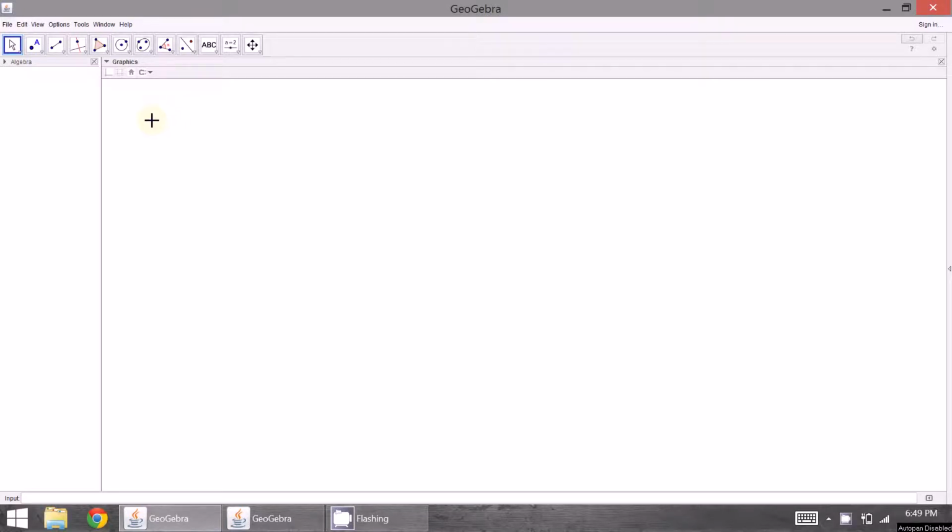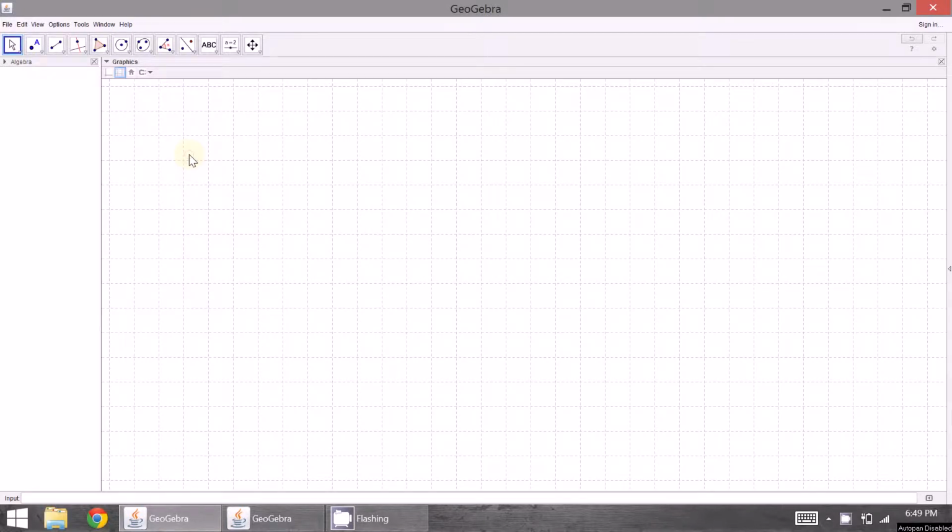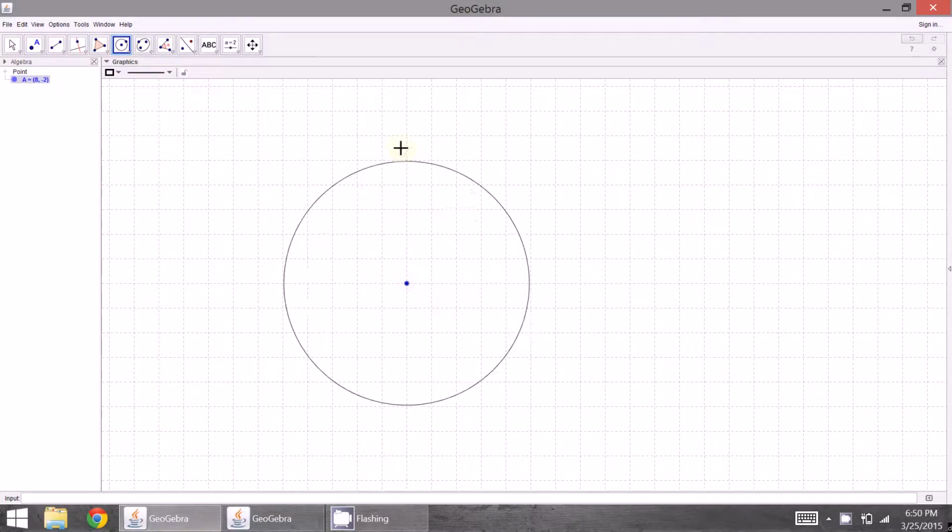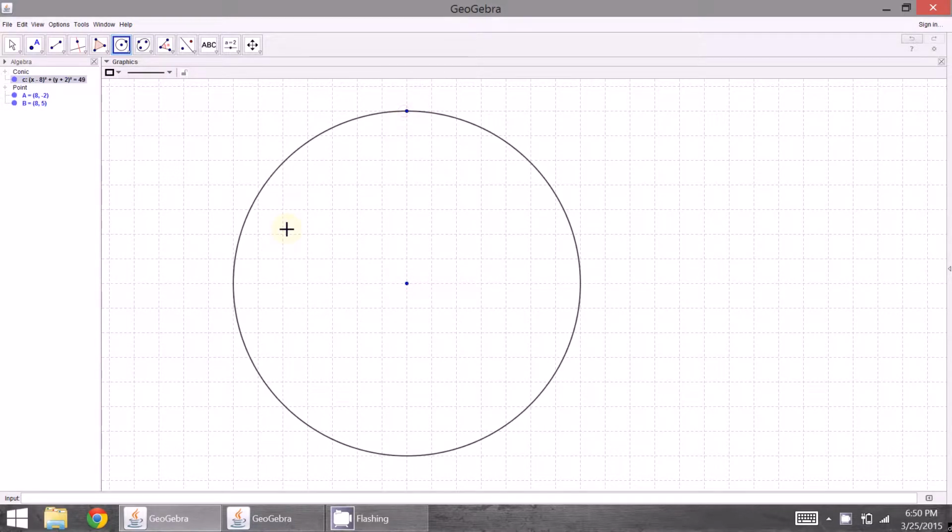Hello, in this video I am going to show you a construction of a regular pentagon in GeoGebra. I'm also going to demonstrate why it is a valid construction. So I'm going to prove that the construction is valid. Okay, so I'm going to begin with a circle.